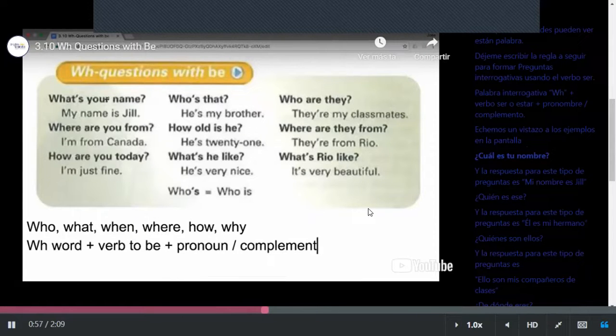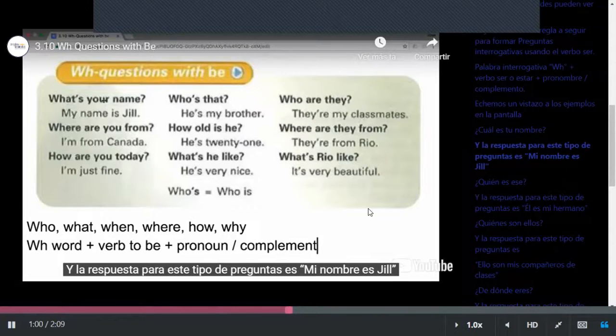Okay. So for example, using what, what is your name? Right? What is your name? Can you make a similar question using what's? For example, what is your favorite food? Volunteer, what is your favorite food? My favorite food is chicken. Correct. My favorite food is pupusas. Vaya, entonces ahí está. What is your favorite?